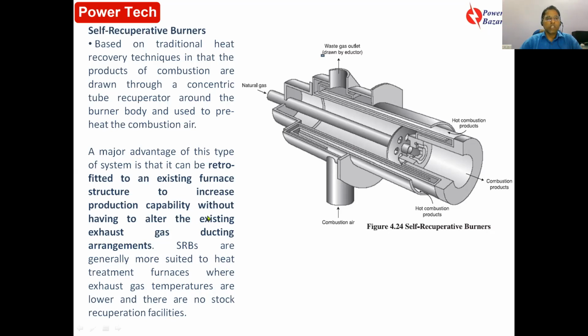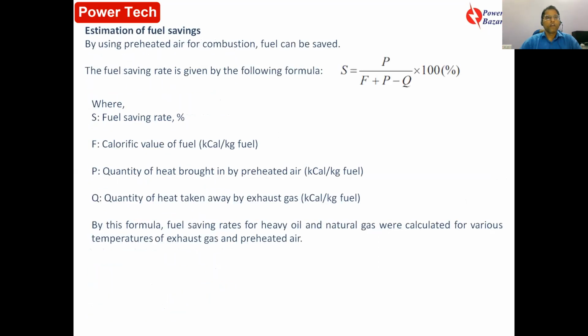So we studied three types of recuperators. Now, when you do certain recuperator activities or save some waste heat, what will happen? Definitely there will be some fuel saving. So what is the formula to calculate the fuel saving due to recuperation? This is given by S = P / (F + P - Q). You have to remember this formula.